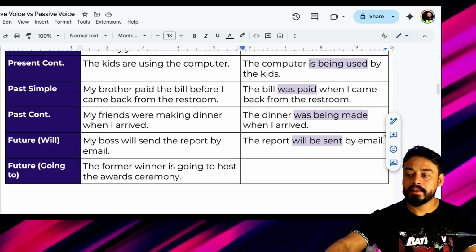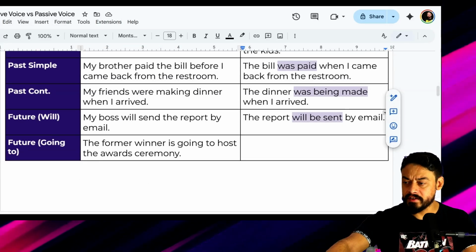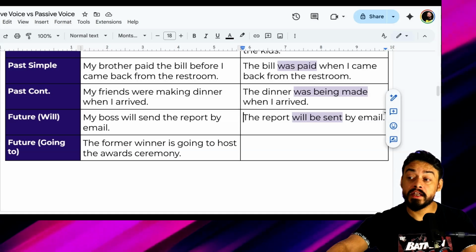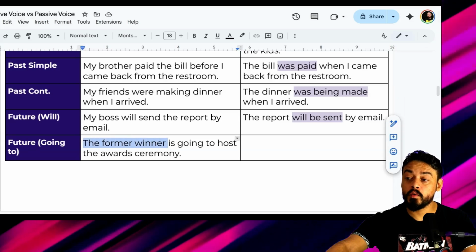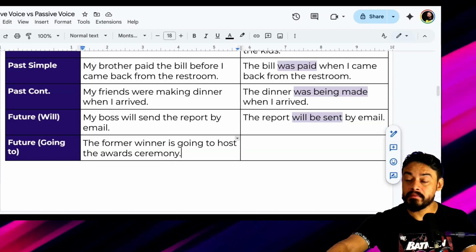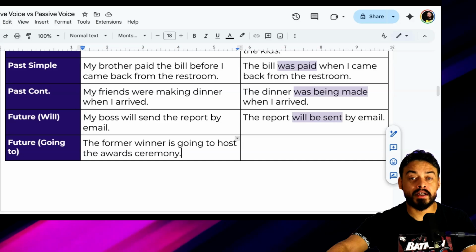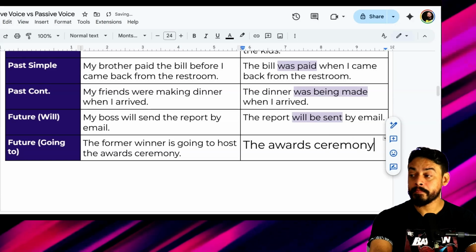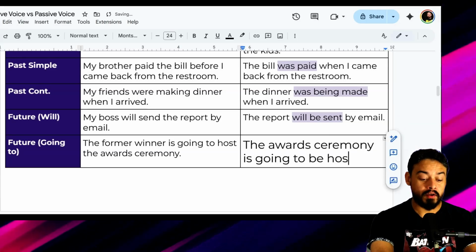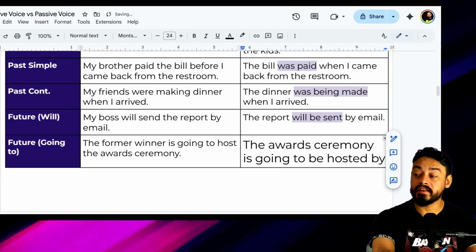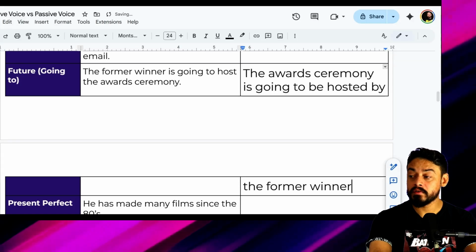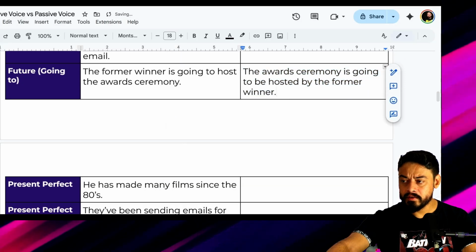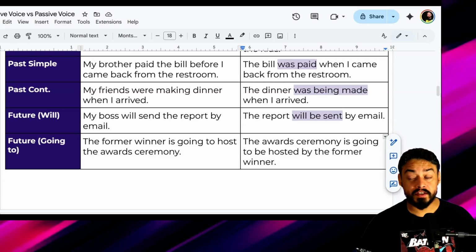All right? Now, moving on to future with going to, here's a sentence. The former winner is going to host the award ceremony. So who is going to host the ceremony? The former winner. You see, that's a person. Is the person who will execute this action. But what if I don't want to specify who is going to do it? I just want to talk about the award ceremony. So, the awards ceremony is going to be hosted, you see? Now I say, by the former winner. Let me just reduce the size of the font here very quickly. There you go. So the award ceremony is going to be hosted by the former winner.